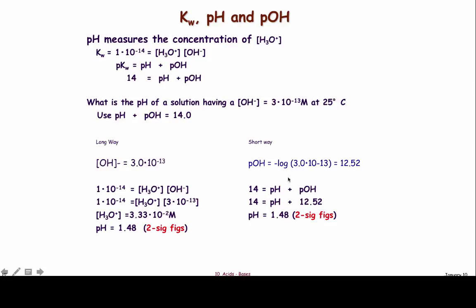Another way of doing this calculation is plugging it into this equation right here. We know what the hydroxide concentration is. It's 3 times 10 to the minus 13. We know what the Kw is. It's 1 times 10 to the minus 14. So if we solve this for hydronium, we get 3.33 times 10 to the minus 2. And now if we take the negative log of that number, we get 1.48. Whether you use this equation right here or this equation right here, you get the same answer.